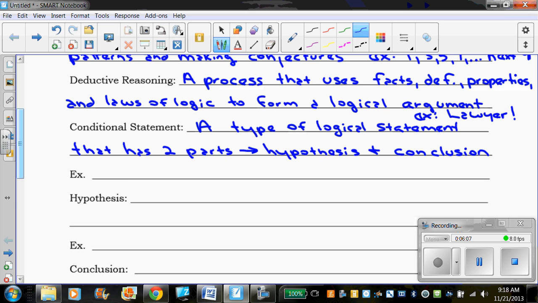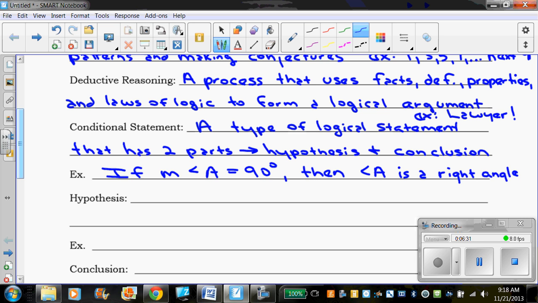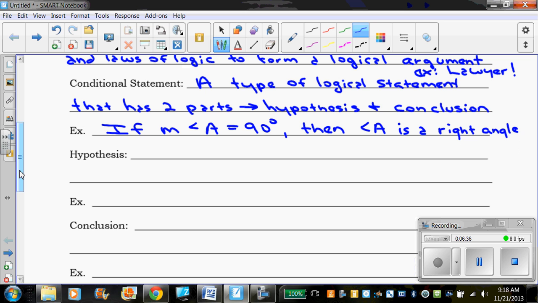Here's an example, and we're going to kind of keep it straightforward just so this is a nice reference example. If the measure of angle A equals 90 degrees, then angle A is a right angle. Okay, so it consists of two parts. It's a conditional statement. I always think of conditional statements as the if-then statement.